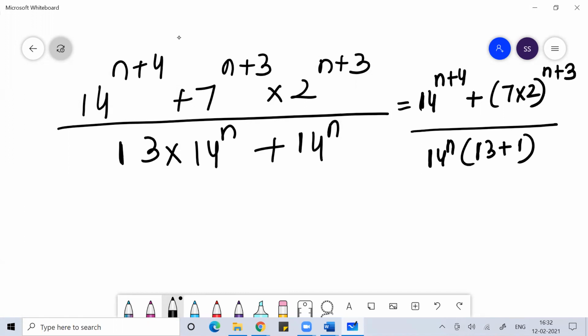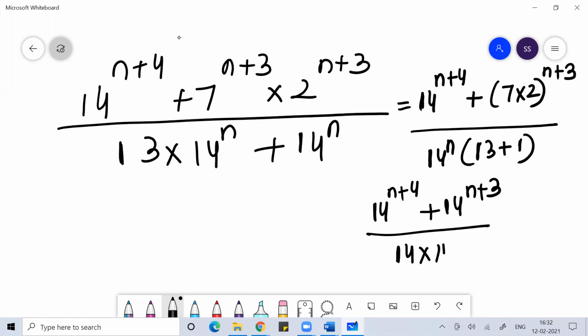Now this I can write as 14 to the power n plus 4 plus 14 to the power n plus 3 divided by 14 into 14 to the power n. This much I think everyone understands. 13 plus 1 is 14.